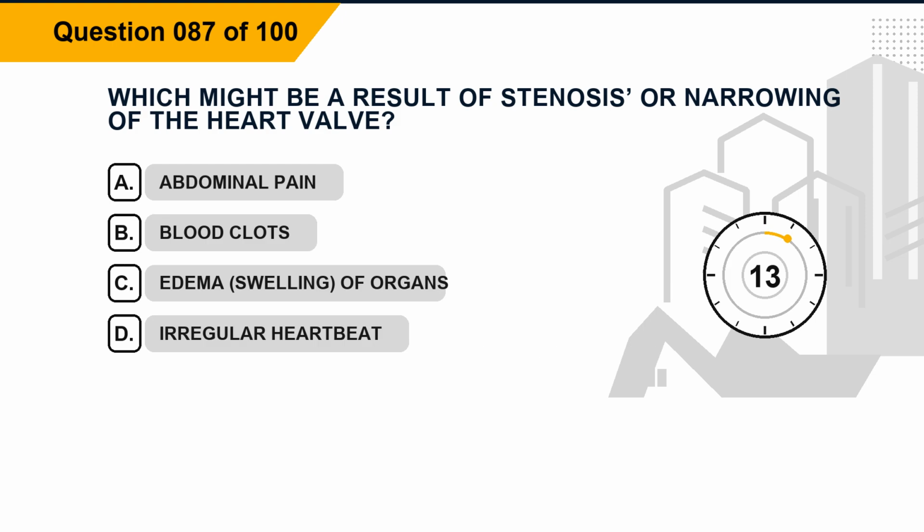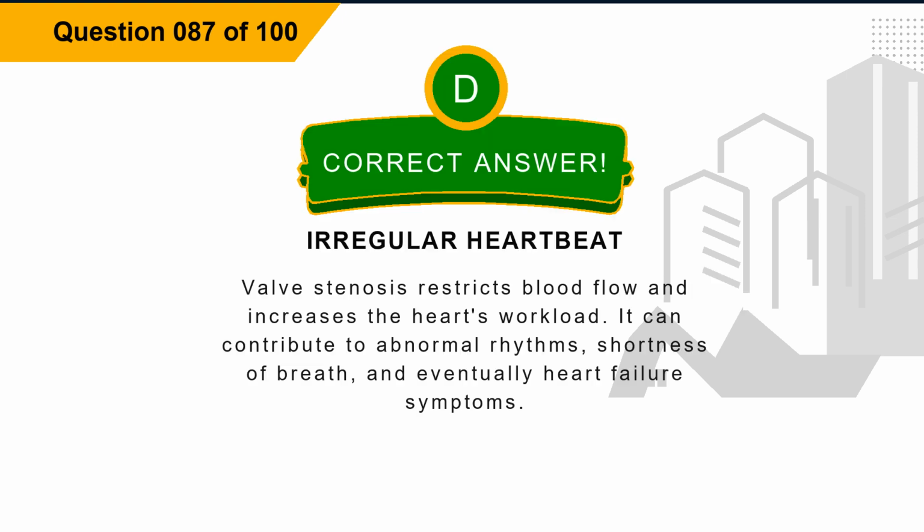Question 87. Which might be a result of stenosis, or narrowing of the heart valve? Option A, abdominal pain. Option B, blood clots. Option C, edema, swelling, of organs. Option D, irregular heartbeat. The correct answer is option D, irregular heartbeat.